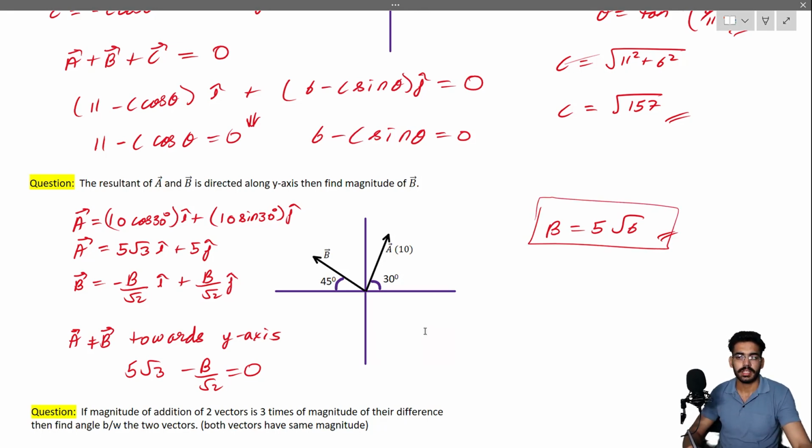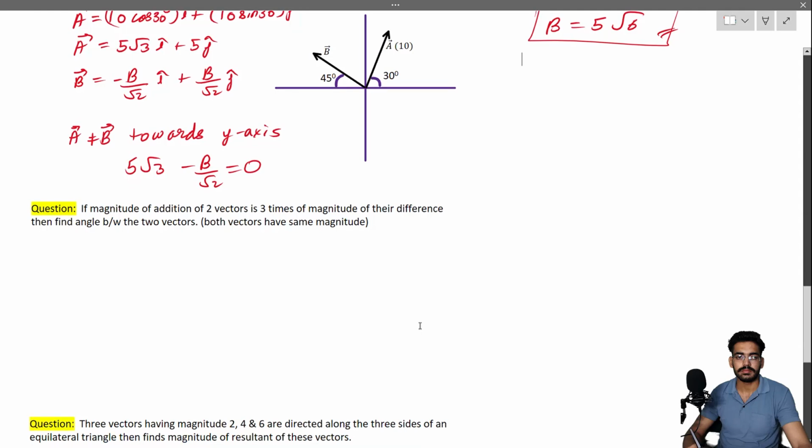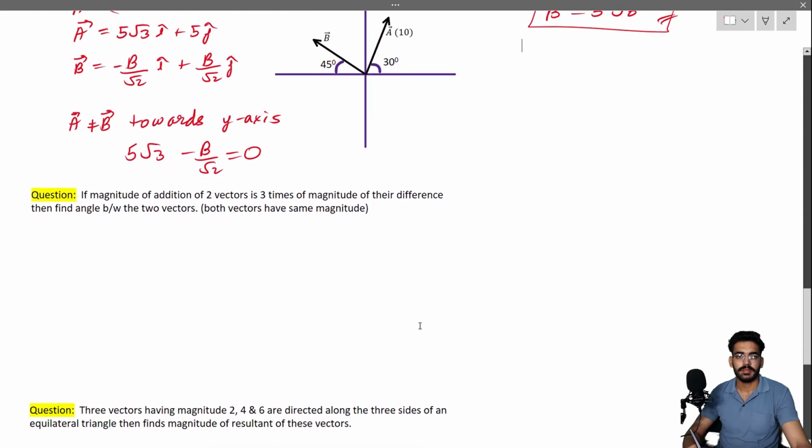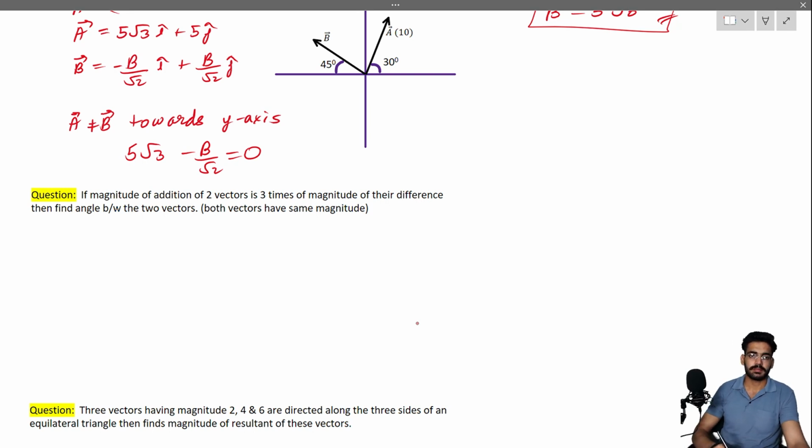Okay, next question we have: if the magnitude of the addition of two vectors is 3 times the magnitude of their difference, then find the angle between the two vectors. What is it saying? The magnitude of the addition of two vectors, that is, the magnitude of A vector plus B vector, is equal to 3 times the magnitude of A vector minus B vector. Then find the angle between them.